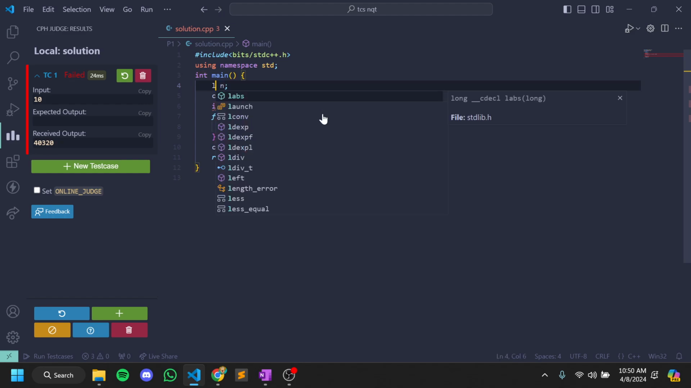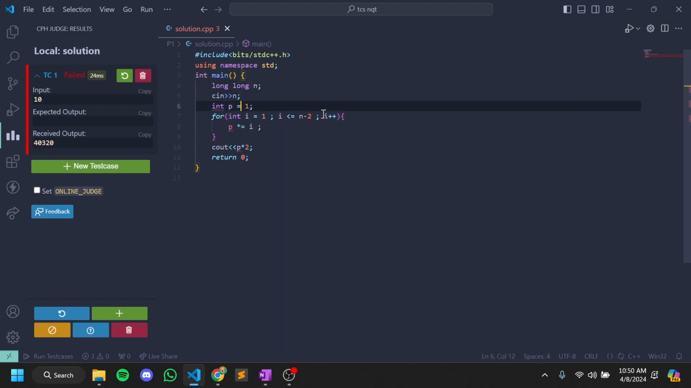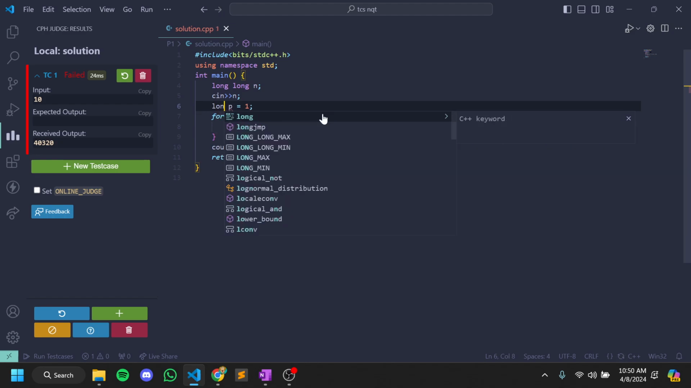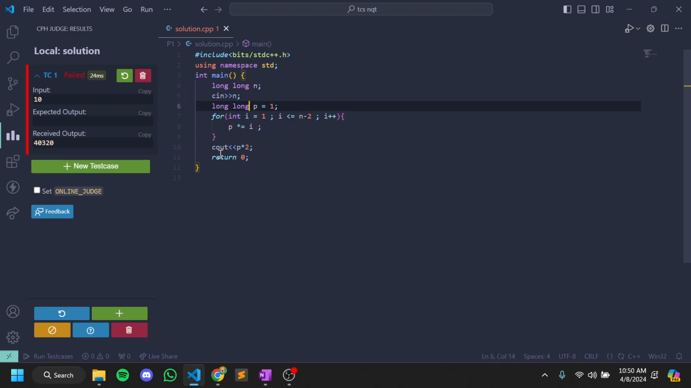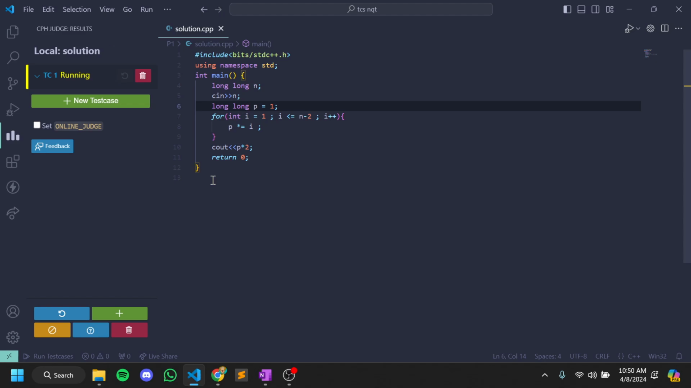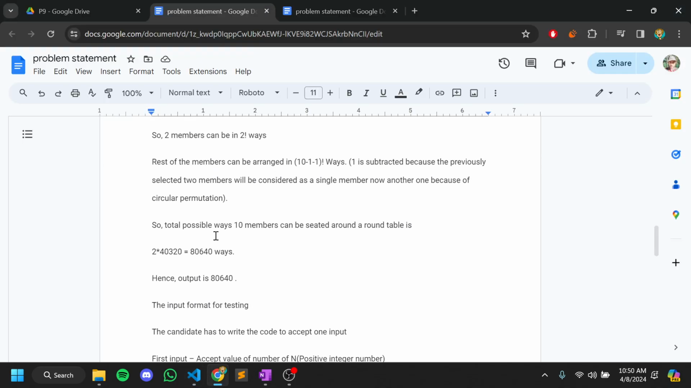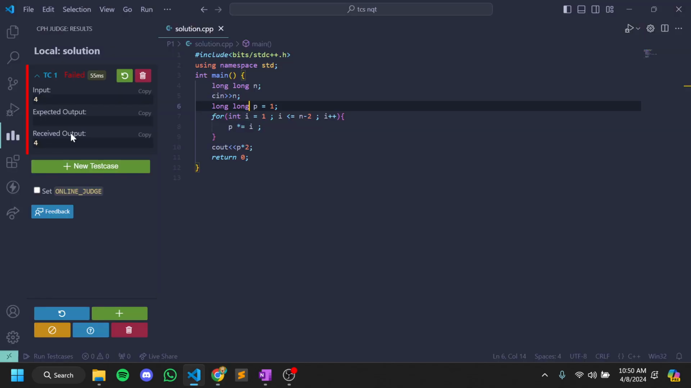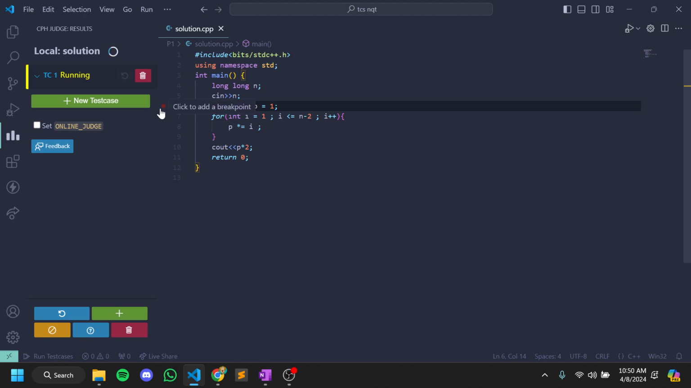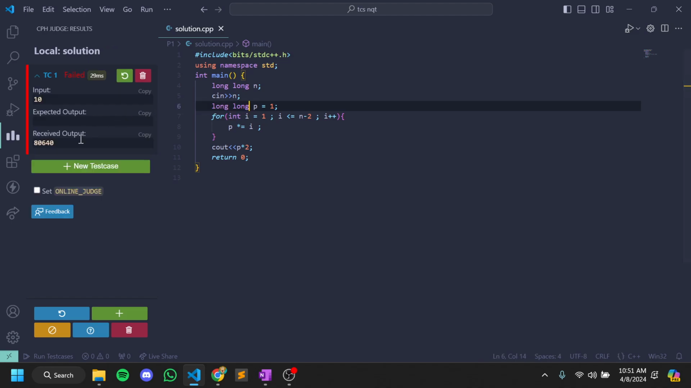Okay, so let's take up longs, because we are already going beyond our limits. Let's try it for 4. So it's giving answer 4. Let's try it for another example, 10. So yeah, it's giving a good answer.